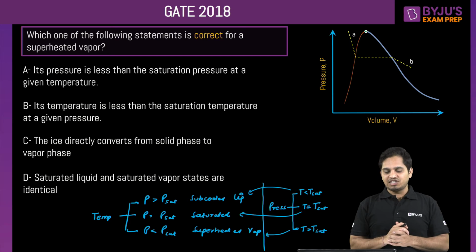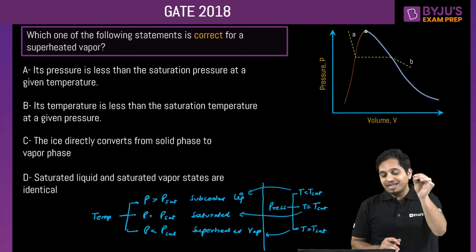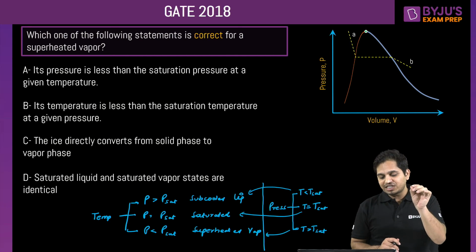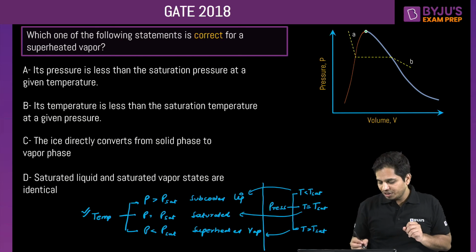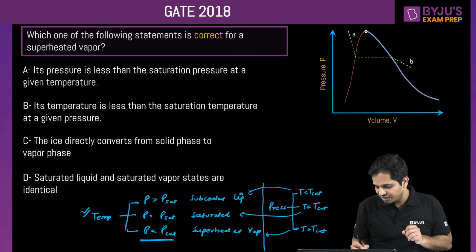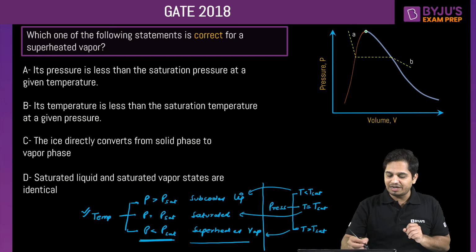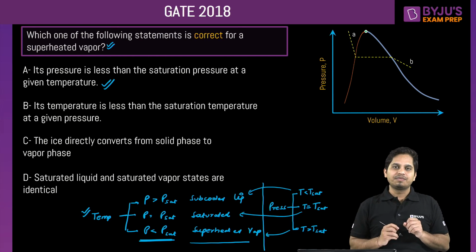Now let's read the statement. Its pressure is less than the saturation pressure at a given temperature. So I am talking about a given temperature. Its pressure is less than P saturation, and this condition gives you superheated vapor. They are asking for the condition for superheated vapor, so this one is correct.